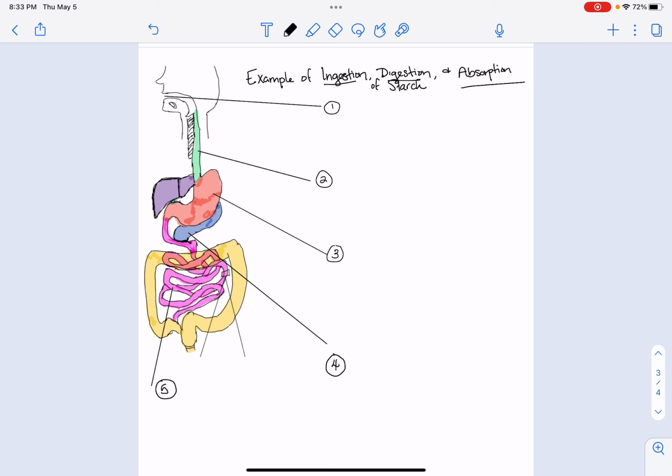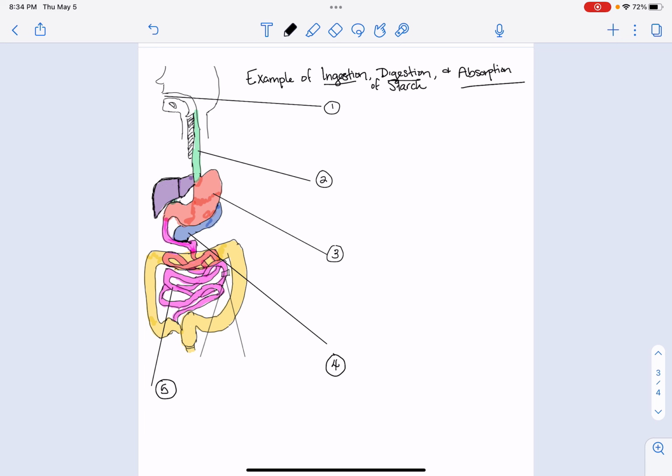And we can say once we eat it, the starch goes in our mouth, and in the mouth there's going to be mechanical digestion that has to do with the grinding of the teeth, right? And then there's also going to be salivary amylase that's secreted by salivary glands. That's going to initiate that starch breakdown.